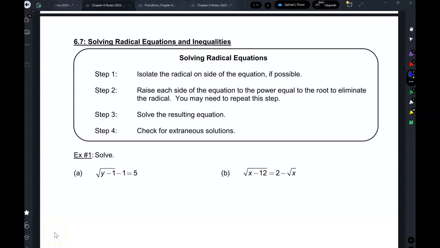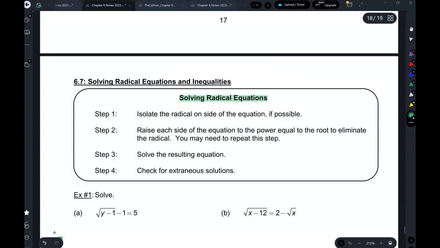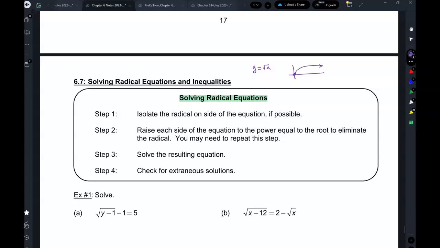Now we're going to learn how to deal with radical equations, okay? So we're going to solve radical equations. You've done this in some part previously, but we're going to add a little bit more to it. Before we start, let's remind ourselves what the graph for y equals root x looks like. So remember, it just looks like this, because the radicand can never be a negative number, okay?